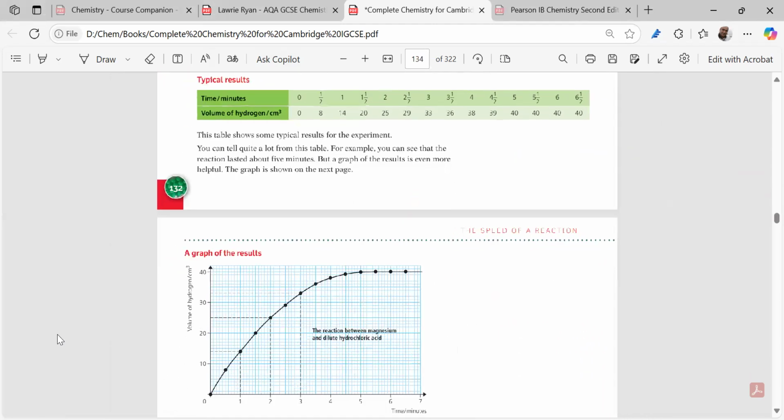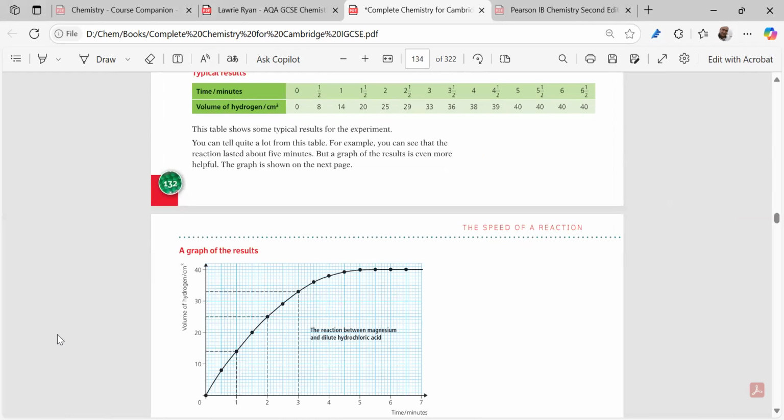Please, everybody, stop me if you don't understand. See, I'm just noting all the data. After every half a minute, I'm noting down the volume of the gas which is accumulated. Volume of the gas, is it clear?